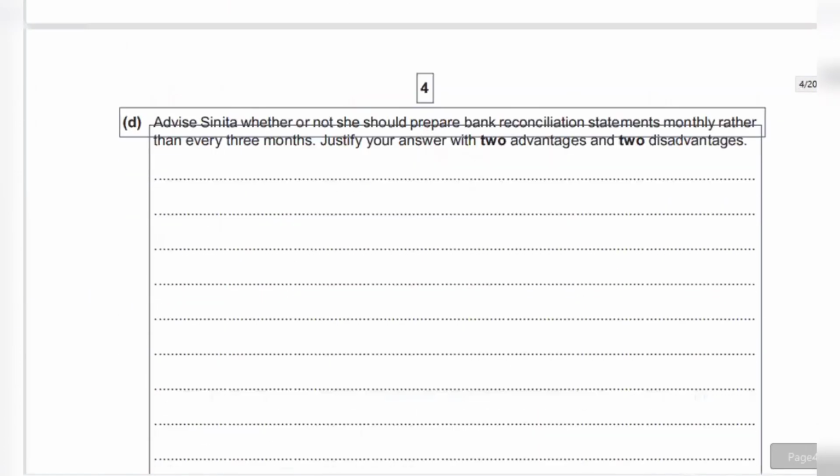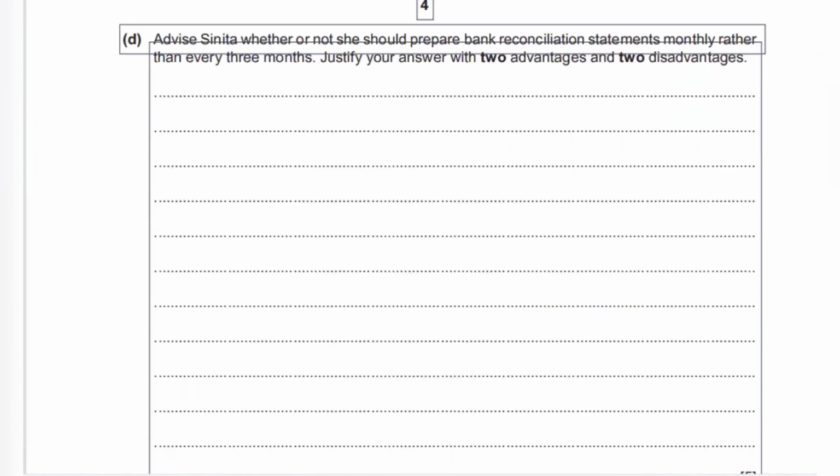Moving towards D part, advise Sunita whether or not she should prepare bank reconciliation statements monthly rather than every 3 months. Justify your answer with two advantages and two disadvantages. As this question is of 5 marks, you'll write two advantages, two disadvantages, and 1 mark for the evaluation, one opinion point.